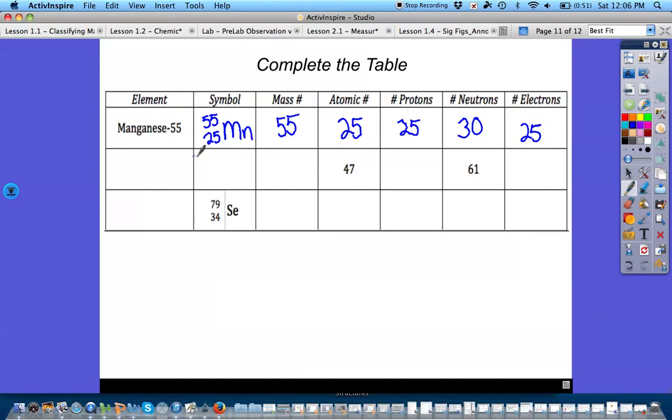So now in our next row, we're not given the name or the mass number. We're given the atomic number and the number of neutrons. So atomic number 47, find that on your periodic table, and you should find that that is silver. The symbol for silver is Ag.